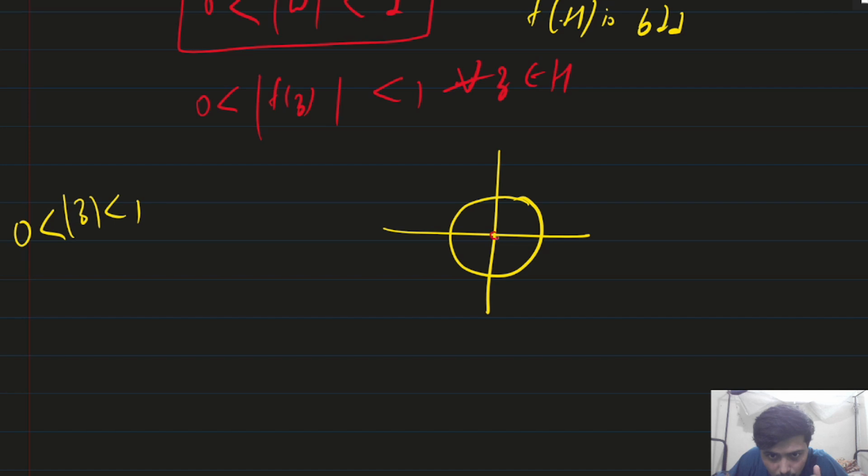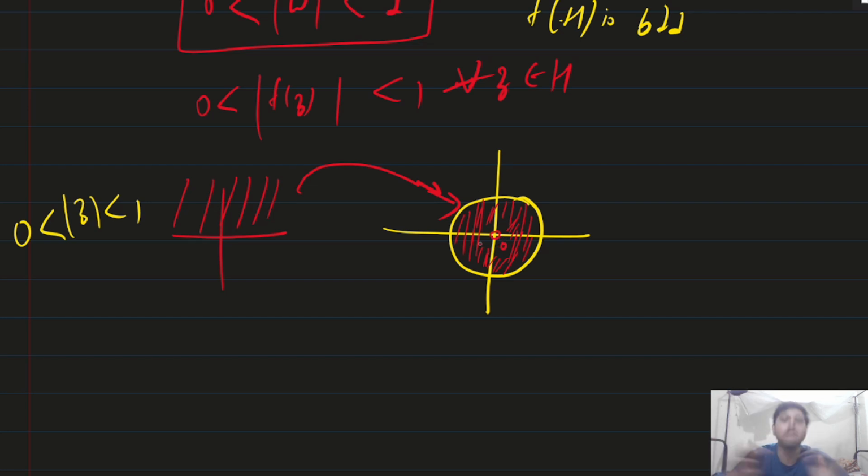We are omitting this point, the 0 point. And it can take all values inside the unit disk, but it cannot take the 0 value. Means our domain is H, and we got its image as this: all points inside the unit disk but not taking the value 0. This you have to understand.